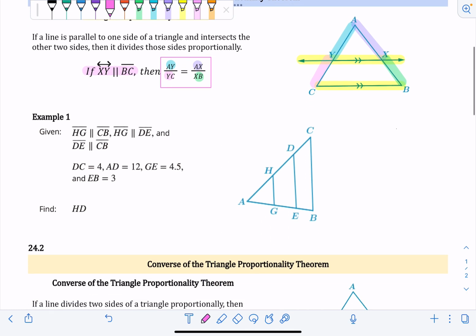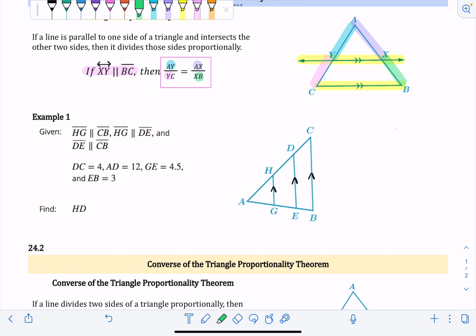In example 1, we're given a ton of information. As I read through it, I'm going to label it on the image as well. It says that HG is parallel to CB. HG is parallel to DE. And then DE is parallel to CB. So basically all of those almost vertical segments are parallel to each other. And then they also give us some pieces from the triangle.